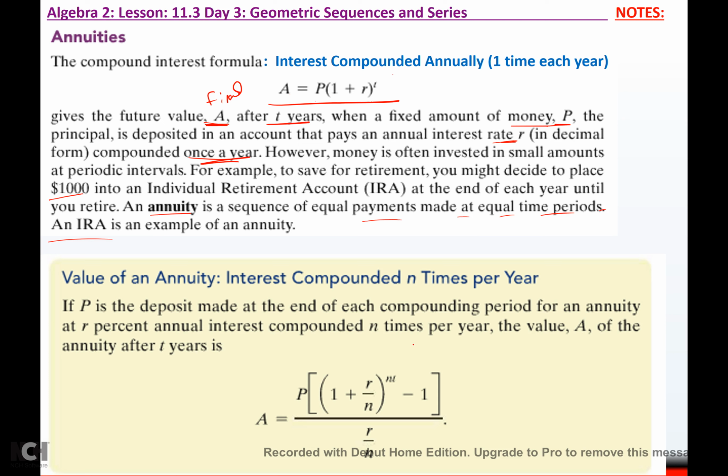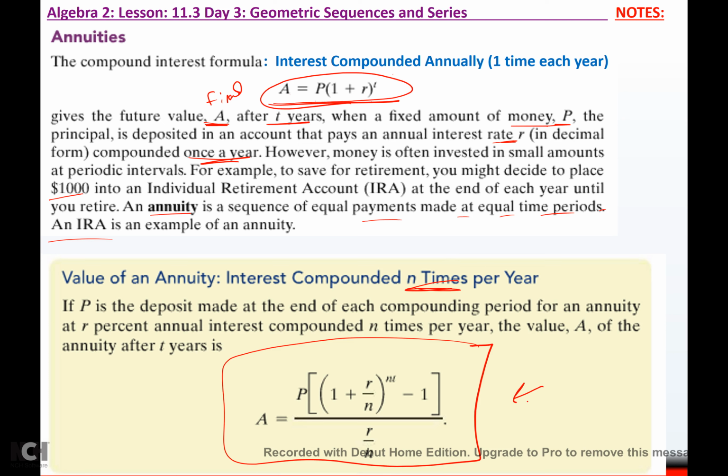So, we have this big formula when you're compounding n times a year. If you're only compounding once a year, you can use this one. But if you're compounding n times a year, you have to use this formula. P is the deposit made at the end of each compounding period. So it's your payment that you're going to make instead of your principal. r is your percent of annual interest compounded. n is the number of times a year they're going to compound it. And A is the money that you're going to have at the end of your savings.